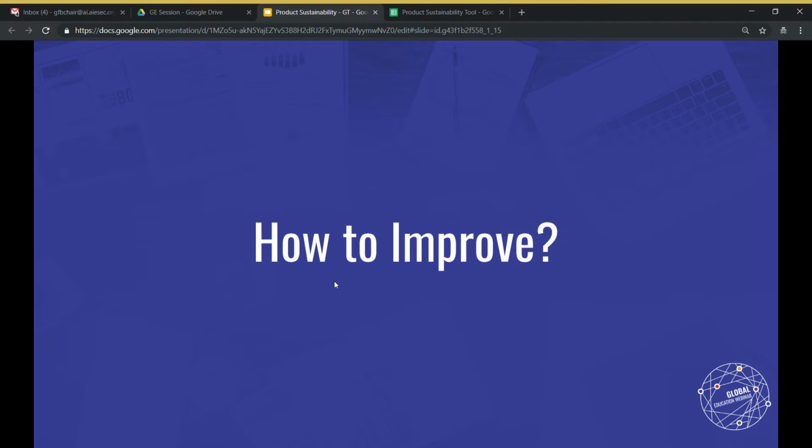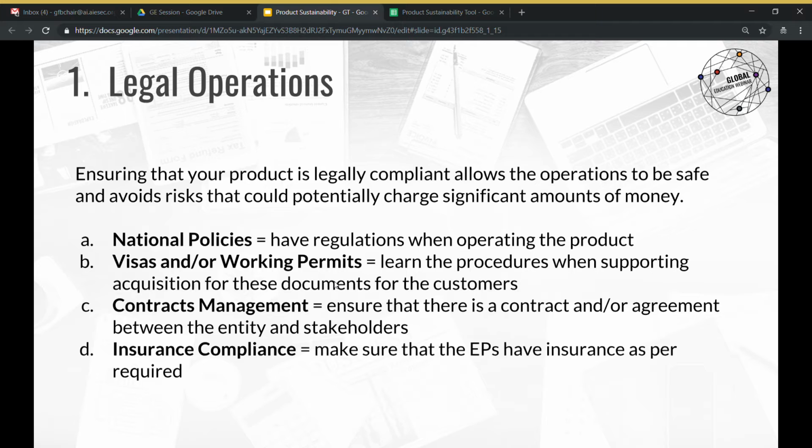Now let's talk about how to improve. Let's make sure everything will be legal. That means you need to have national policies, rules and regulations when operating the product, make sure everything is organized, and make sure everything is followed. Visas and/or working permits: learn the procedures when supporting acquisition of these documents for the customers. Contracts management: ensure that there is a contract and/or agreement between the entity and the stakeholders. And insurance compliance: make sure that the EPs have insurance as required.